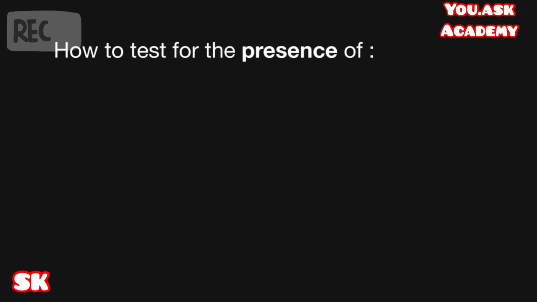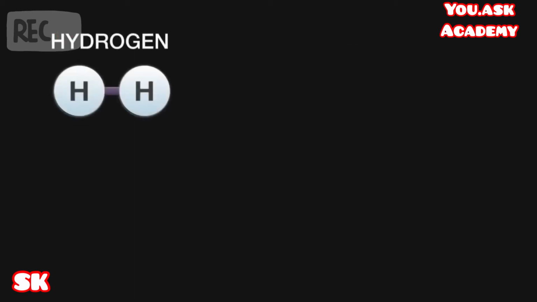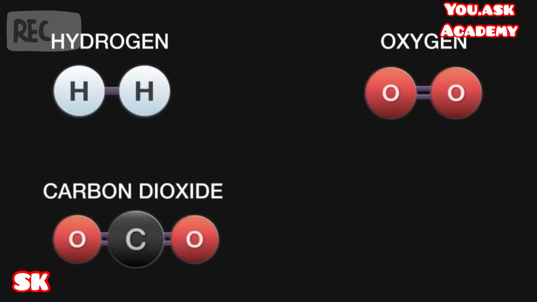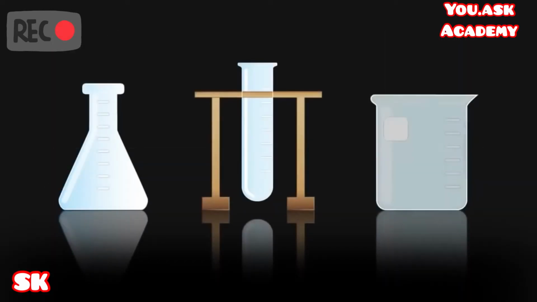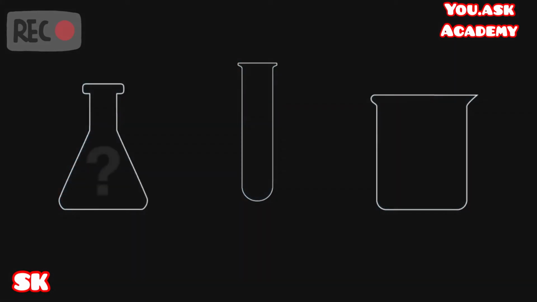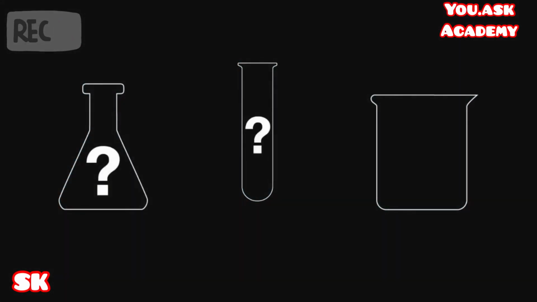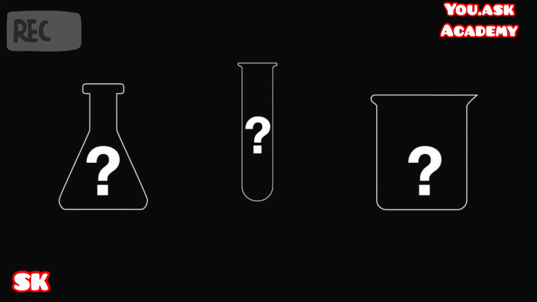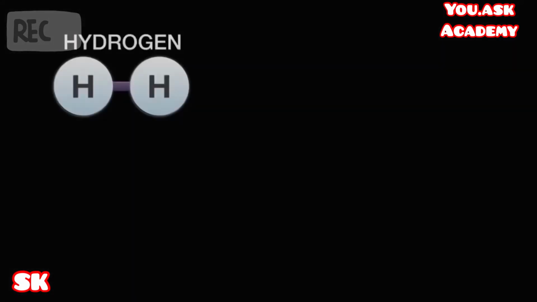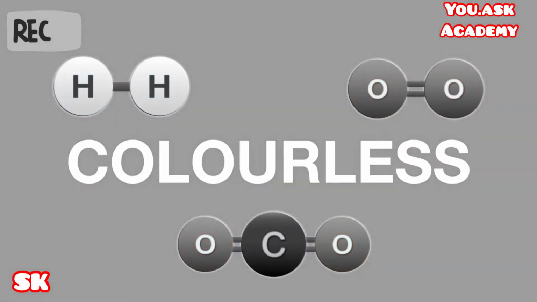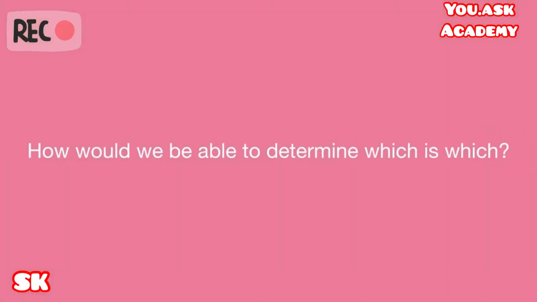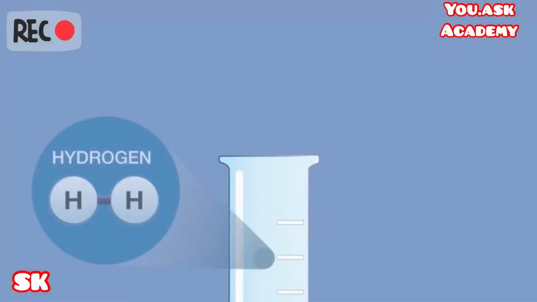In this lesson, we will learn how to test the presence of hydrogen, oxygen, carbon dioxide, ammonia, and chlorine gas. We test for gases in the laboratory because it is nearly impossible to determine the identity of a gas just by its appearance. As an example, hydrogen, oxygen, and carbon dioxide are all colorless and odorless gases. How would we be able to determine which is which?